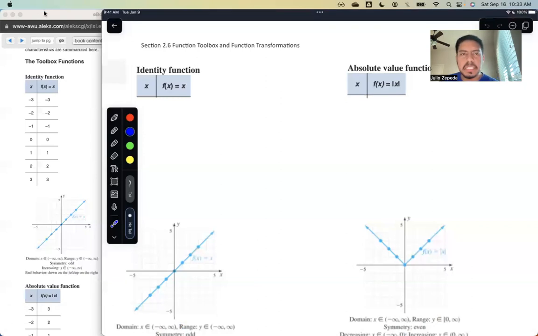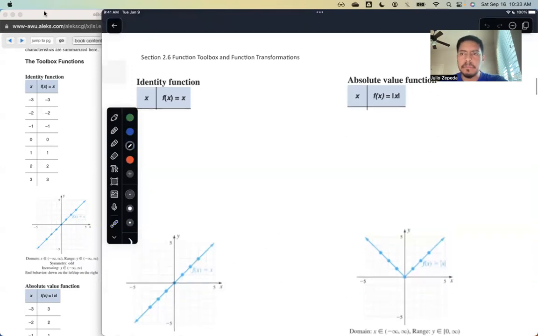Today we're going over section 2.6, which is on function transformations, and is one of the sections that is covered in worksheet number 2. A lot of this information is very important for worksheet number 2 and beyond. So I strongly recommend that you watch this entire video, either all at once or in a couple different sittings.